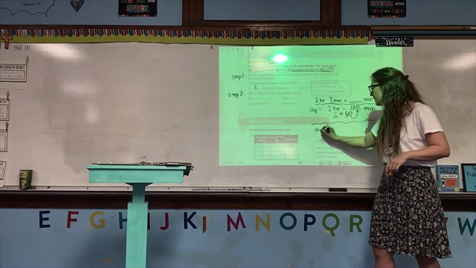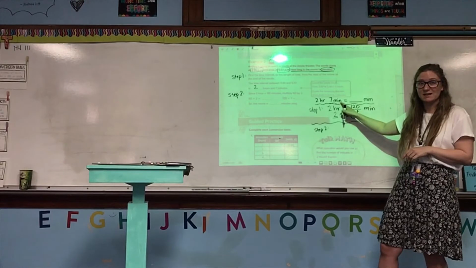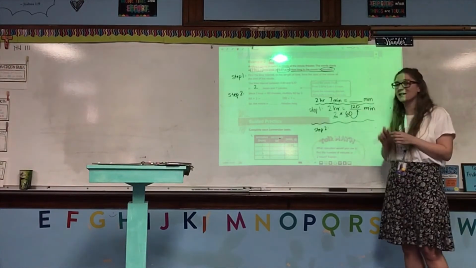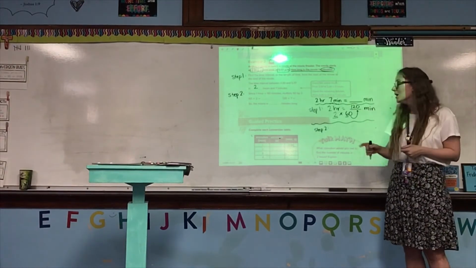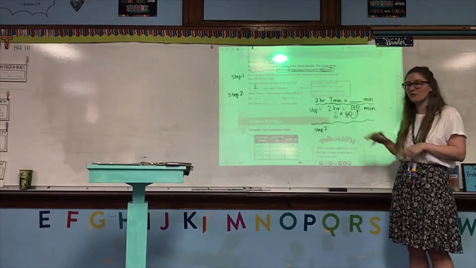Now, step 2, we don't have to convert these minutes to minutes. They already are minutes. So this is where it's a little easier than the fractions, because when we had a mixed number, well, then we had to convert the fraction.